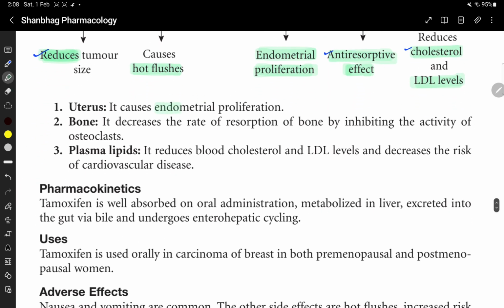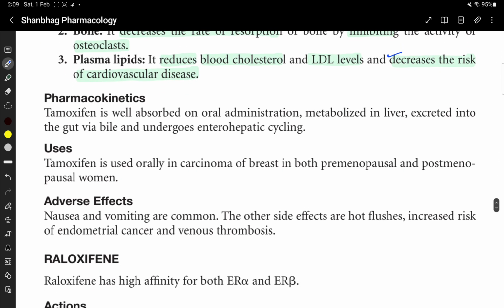So it causes endometrial proliferation, it decreases the rate of resorption of bone by inhibiting the activity of osteoclast. Osteoclast को inhibit कर देगा तो जो bone का resorption है वो inhibit हो जाएगा, वो decrease हो जाएगा. And it reduces blood cholesterol and LDL levels and decreases the risk of cardiovascular diseases. So this is the advantage कि tamoxifen के कारण जो सीवियस डिजीज़ेस हैं उनका रिस्क कम होता है.